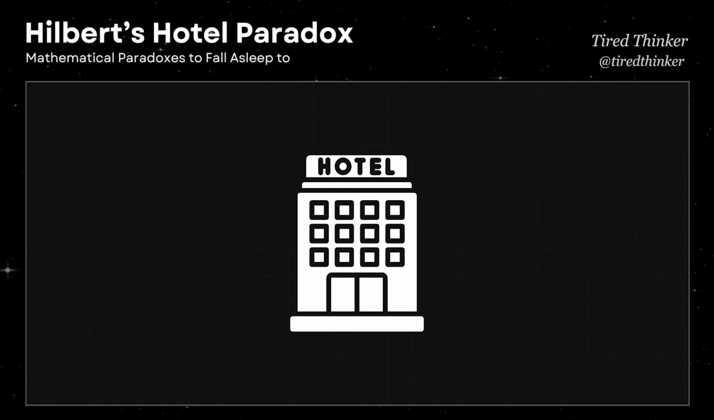The passengers from the first bus are assigned rooms based on powers of 3, the second bus uses powers of 5, and so on. Since prime powers are unique, each guest from each bus receives a different room, and the hotel remains full. Hilbert's hotel shows the strange properties of infinite sets. In a finite hotel, adding guests would be impossible once it is full. In an infinite hotel, moving guests around creates space, no matter how many new arrivals come.